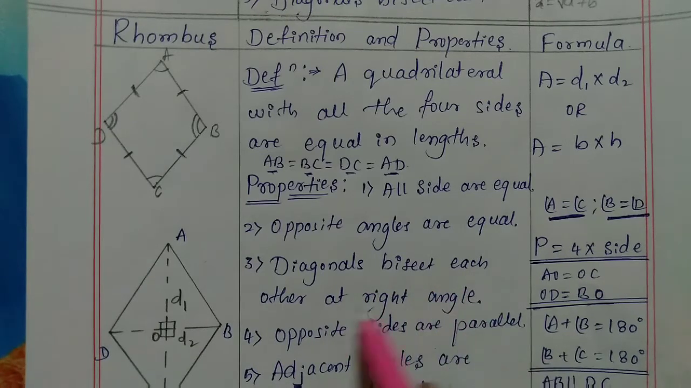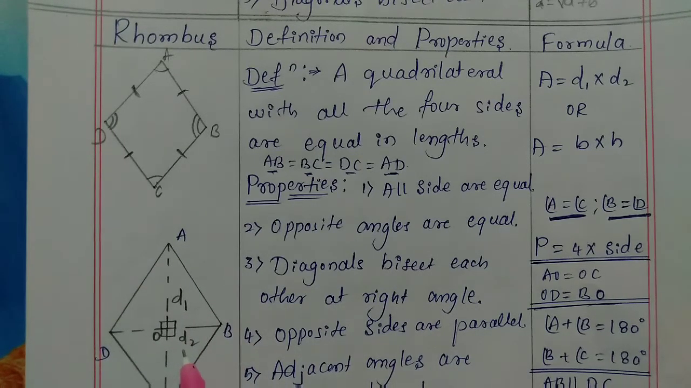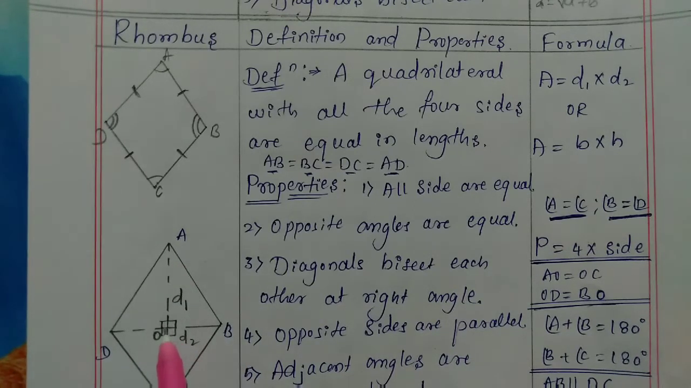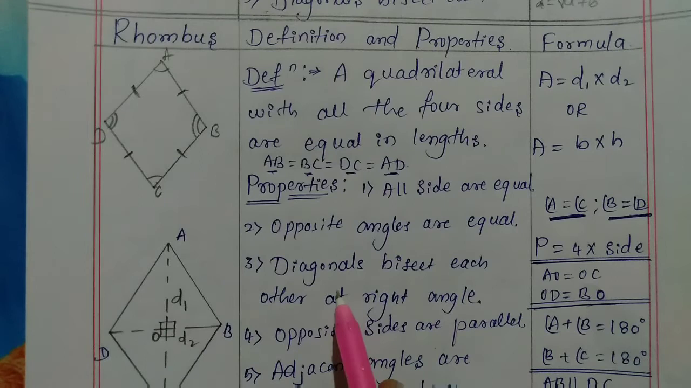Next, the third one: diagonals bisect each other at right angles. So this is one diagonal, you can call this D1, and this is another diagonal, you can call this D2. These two diagonals bisect each other at right angles. It means AC makes two equal parts of BD, and also BD makes two equal parts of AC. Next, the angle between AC and BD is 90 degrees, or the angle between AO and BO is 90 degrees. So this is the third property.